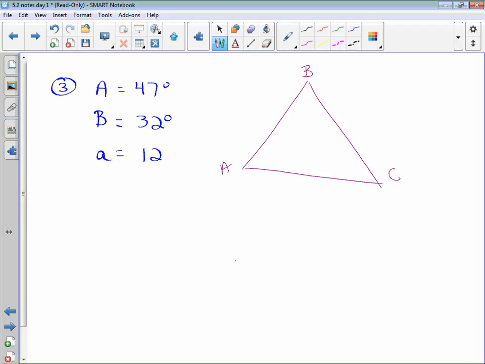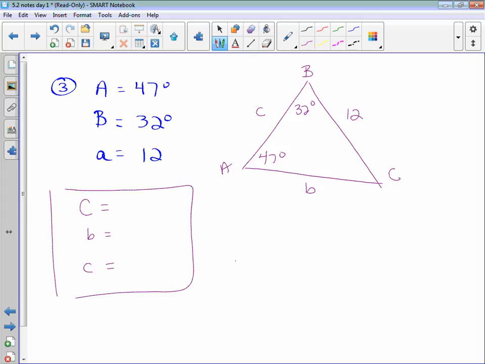Yeah, they're straight across from whatever matches up with them. So remember, side A would be opposite of big angle A. Like that's your 12. So you have to find angle C, little b, and little c.